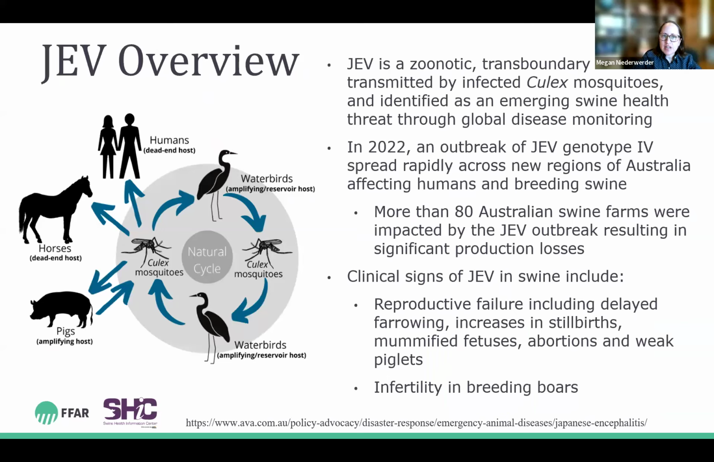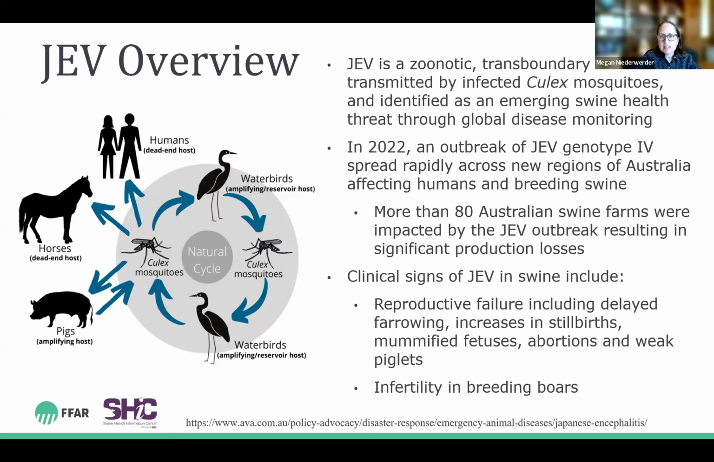So Japanese encephalitis virus is a zoonotic transboundary disease that's maintained in a natural cycle between Culex mosquitoes and water birds, such as herons and egrets. Oftentimes, when this virus is outside of the natural cycle, we can think about this as a spillover and causing infection in humans, horses, and pigs.